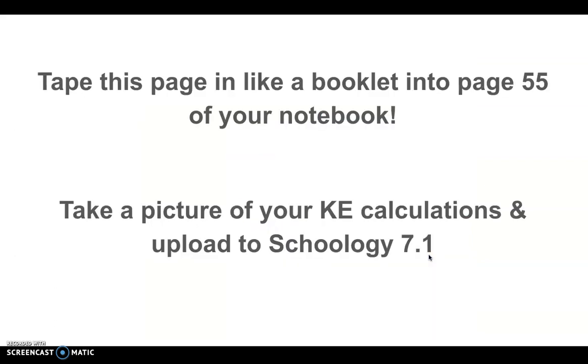Good work, scientists. I would like you to make sure that you have these notes either in your lab notebook or on Notability and easy to find. Then you're going to submit your kinetic energy calculations to Schoology 7.1 if you're in my class. If you're in someone else's class, maybe you'll do something else. But good work, and a way to learn how to do calculations for gravitational potential energy and kinetic energy. Keep up the hard work.